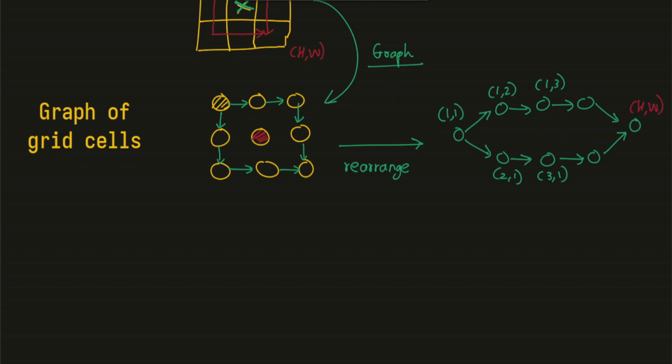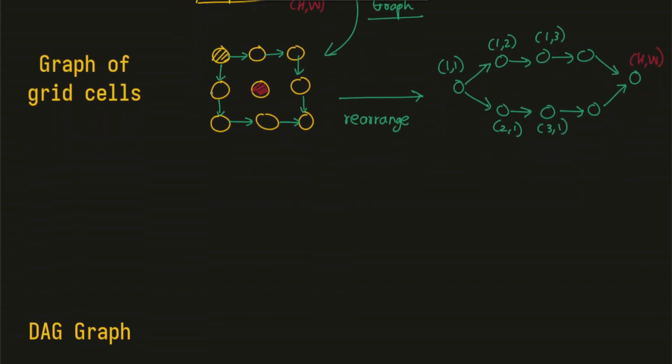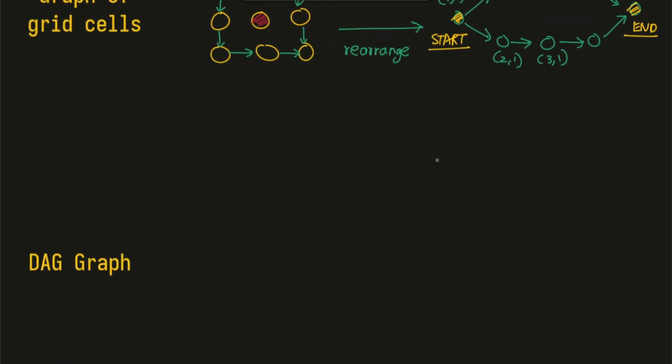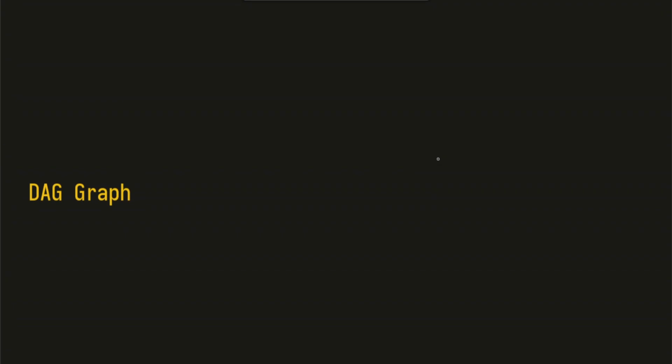Now as you saw, this problem of counting paths in the grid is the same as counting the number of ways to reach the ending node from the starting node. Hence this is how we can represent this grid as a graph. This is the main idea. Now if you notice clearly, this is a directed acyclic graph.